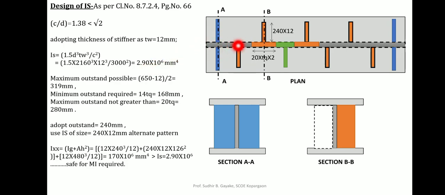According to this requirement, the maximum outstand possible is the total width minus 12 divided by 2, and that is equal to 319 mm, and the minimum outstand is always 14 times t. The maximum outstand should not be greater than 20 times t.